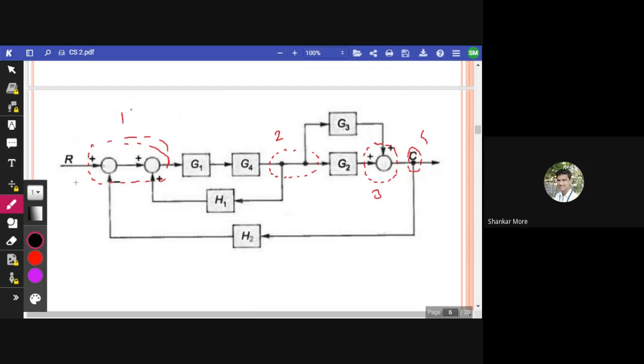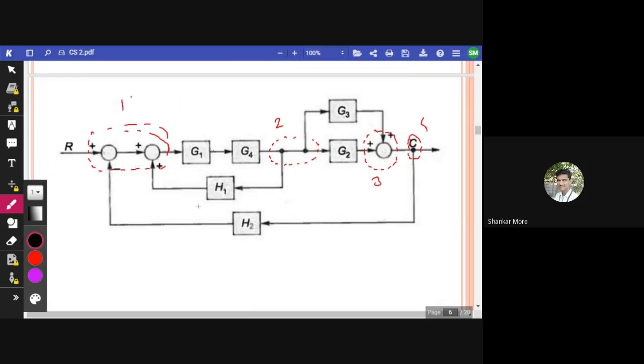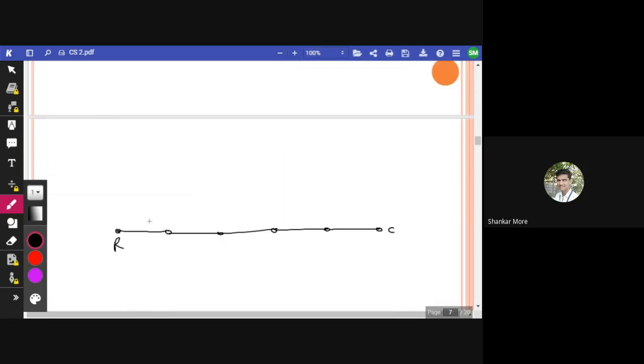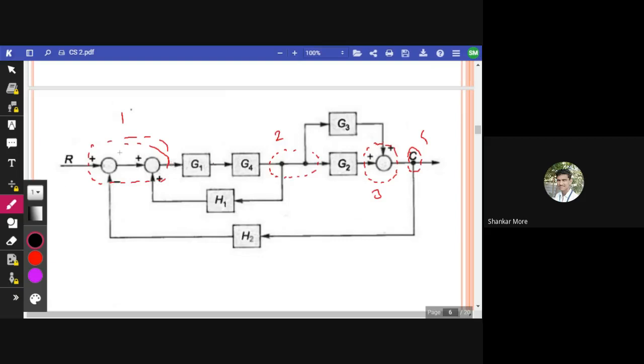Now between R and first node, what is there? Nothing is there. Between R and first node, nothing is there. So I will give it as 1. All right. Now, between first node and second node, what is there? G1 and G4 is there. Right. Between first node and second node, we have G1 and G4.